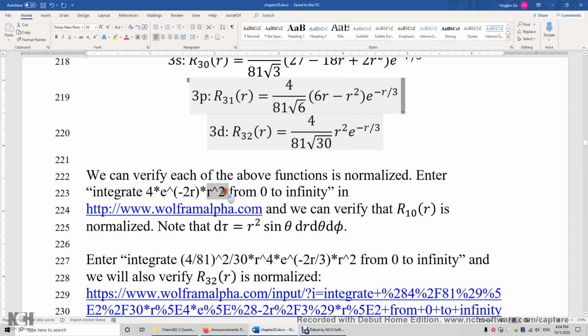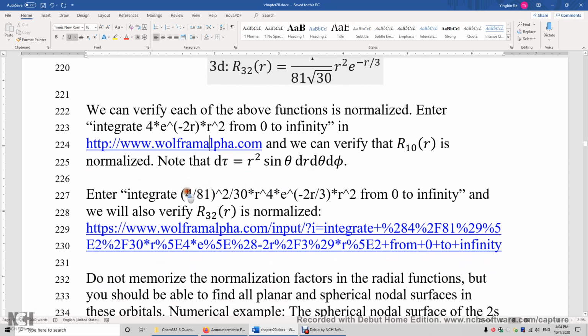So what about this r to the power of 2? This is because the volume element in the polar spherical coordinates is r squared times sine theta times dr times d theta times d phi over here. So that's why you have r squared here. All right, so that's where r squared comes from. And then you integrate this whole thing from 0 to infinity. The result is 1.